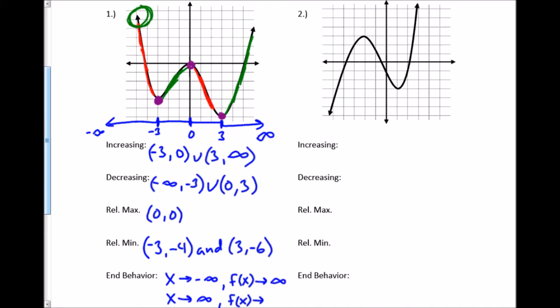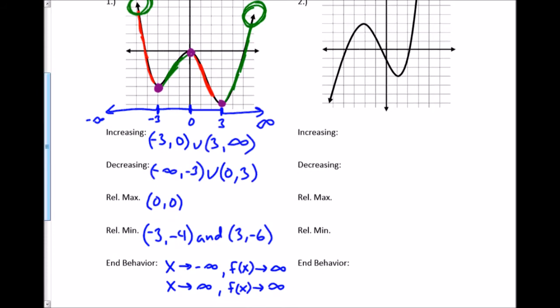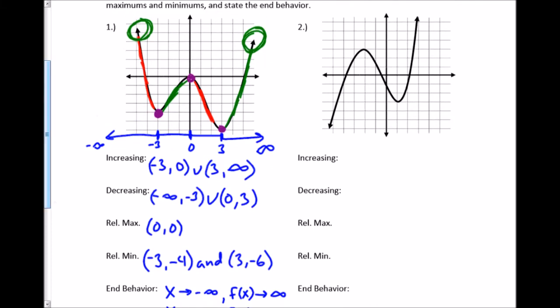And then as x goes to positive infinity, which is the right side of my graph, I look at my arrow, it's going up. So f of x is going to positive infinity. So that's my end behavior. As x goes to negative infinity, f of x goes to positive infinity. As x goes to positive infinity, f of x goes to negative infinity. Okay? Taking a look at the next one.